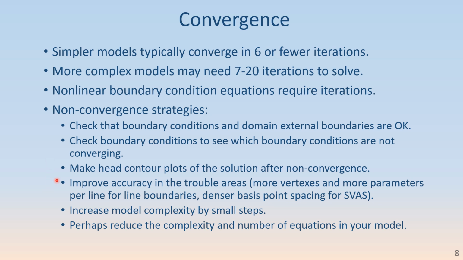When you know where the trouble areas are, you can go to those and improve the accuracy. You can add more vertices or more parameters per line to line boundaries. And you can use smaller and denser basis point spacings for your area sinks, your SVAs. And as I said before, just good practice is to slowly increase your model complexity by small steps, solving between each step, so that you know that it's probably the most recent step or bit of complexity that you've added that is the culprit in the convergence problem. And once you've found out where the problems are, I would reduce the complexity of your model and think about how to reduce the number of equations in your model so that it's just simpler and easier to manage.